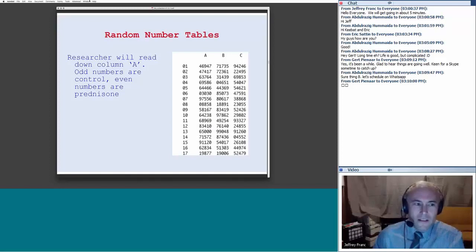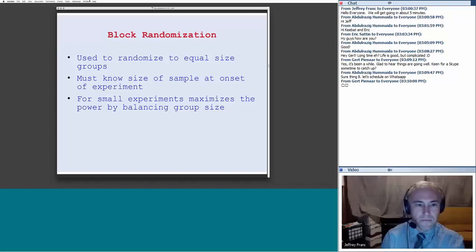There are textbooks in statistics, particularly older textbooks before we had computers to help us out, that often contained these random number tables. And you can use those in any way you want. In this case, we could just read down column A and say all the odd numbers are control, even numbers are prednisone. So that would be another way you could randomize them. And again, you would need to describe this in your methodology. So that was simple randomization.